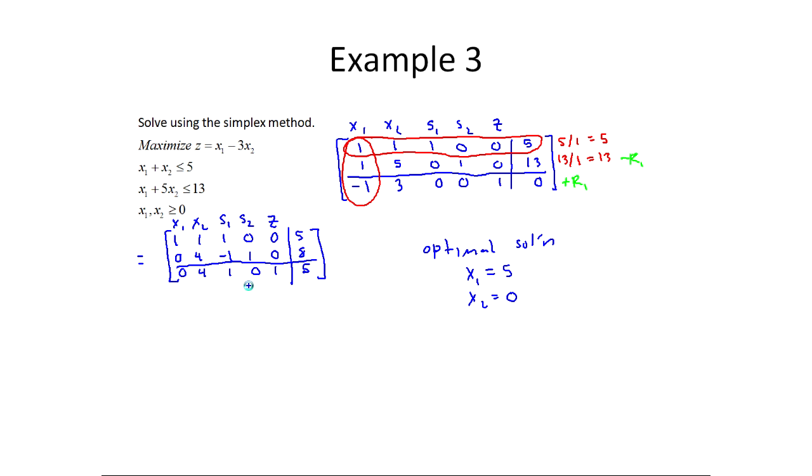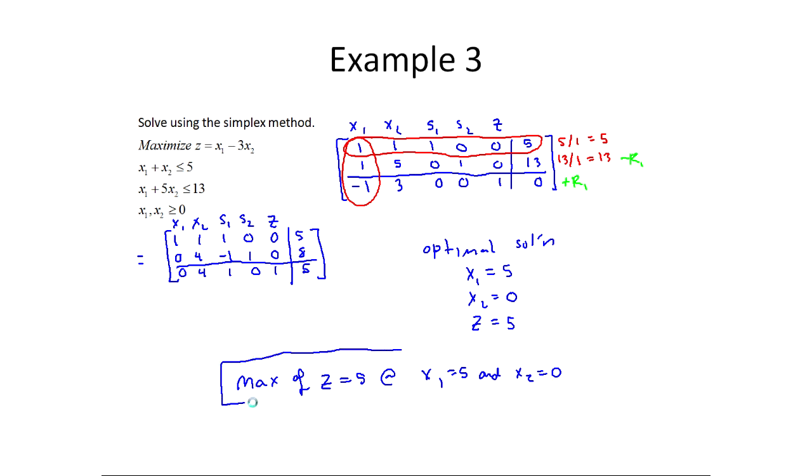Those were just variables we needed for the process. They don't affect our actual Z. And here Z is 5. This is your optimal solution right here. Another way to say this is we reach a maximum of Z equals 5 at x1 equals 5 and x2 equals 0. If you were to do this graphically, you would find that the corner point (5, 0), in a corner point table, would actually give you the best value.